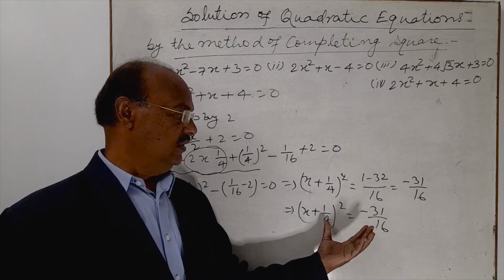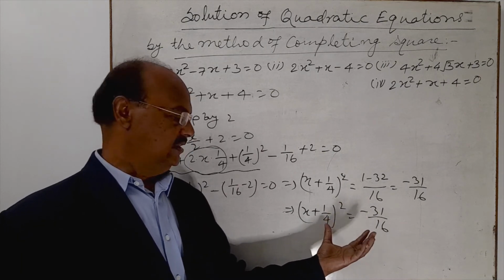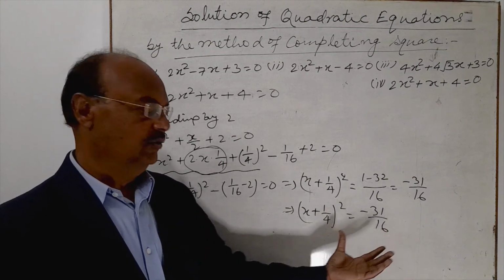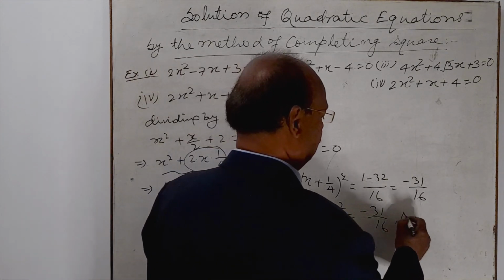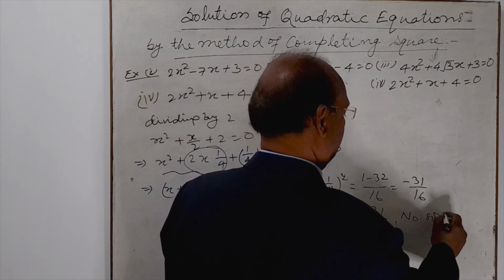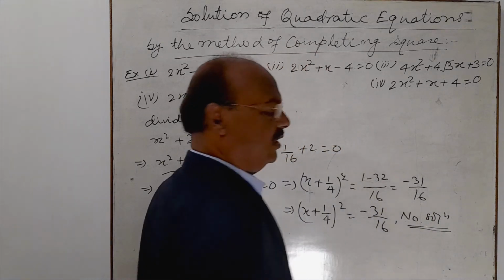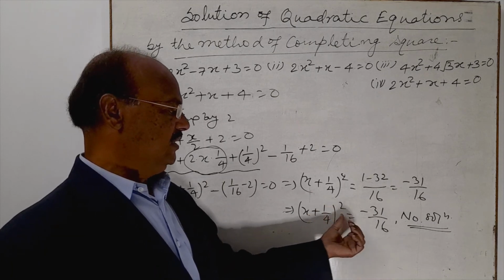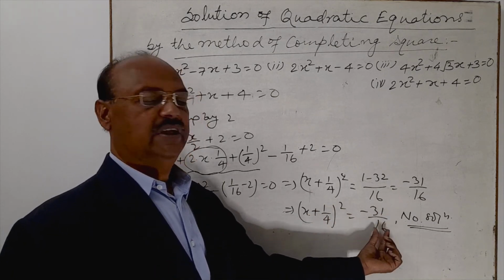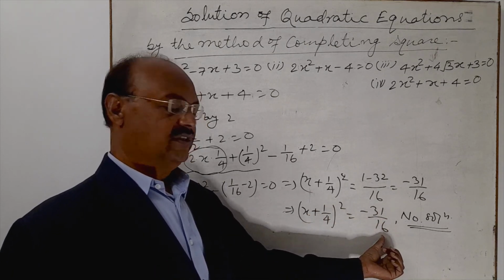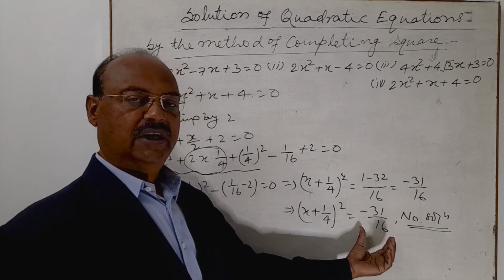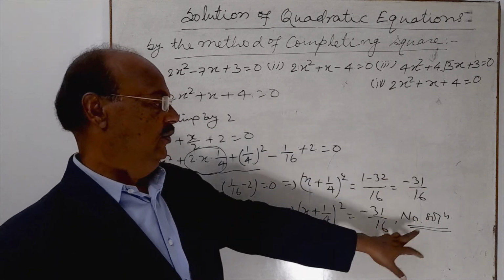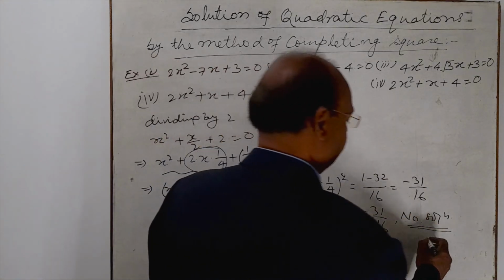So in this case, what we should do? Here simply we have to write that this quadratic equation has no solution. There is no solution. Why? Because a square of this much is here minus of something, minus 31 by 16, which is not possible. Correct? So this given quadratic equation has no solution. This is our answer.